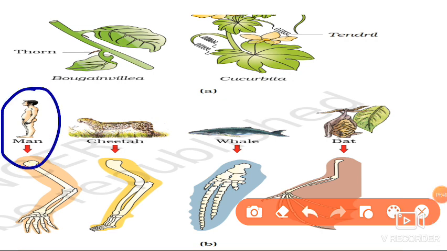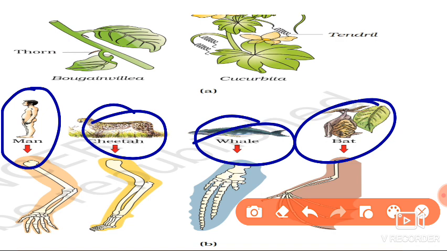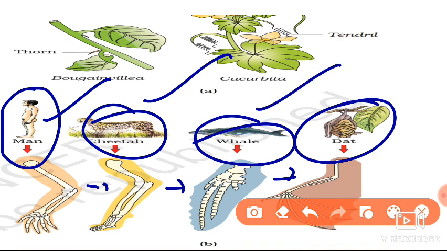You can take the example here: the man, cheetah, whale, bat. They have compared the four limbs of man, four limbs of cheetah, four limbs of whale, four limbs of bat. The four limbs of man contain bones: humerus, radius, ulna, carpals, metacarpals. The same thing is present in cheetah, whale, and bat. Whatever structures are present in the limbs of humans, the same structures are present in all those organisms.